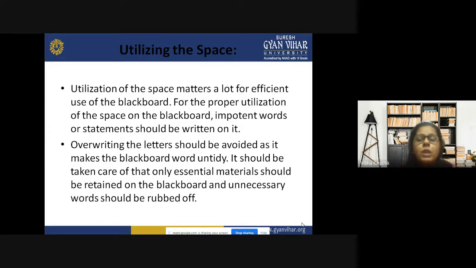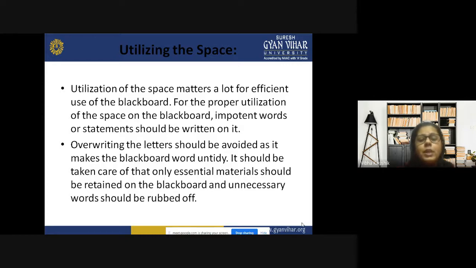For proper utilization, if you want to use the blackboard in a proper manner, only important words or statements should be written on it. Overwriting the letters should be avoided. The teacher should not overwrite the letters, as it makes the blackboard work untidy.